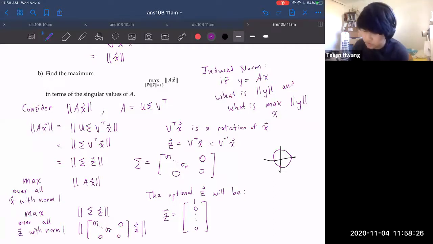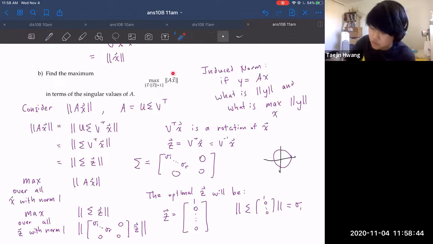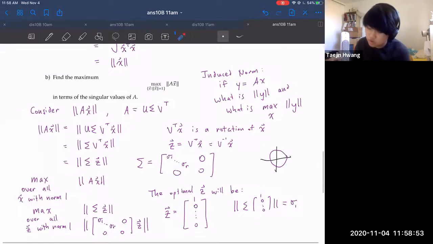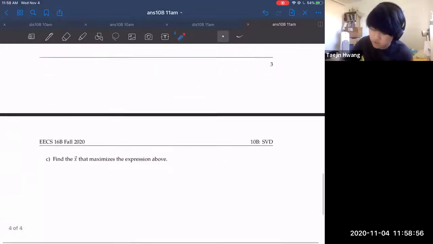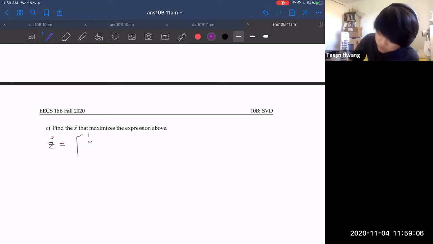And you can verify this has norm 1 as well. And the actual norm, the norm of sigma Z, will be equal to sigma 1. So this is going to be the induced norm of a matrix, the maximum value the matrix A can scale any vector X by. So last thing we got to do is to find the X that maximizes the expression above. And we saw that Z was equal to 1 and all zeros. Sometimes in the literature, we like to call this E1.